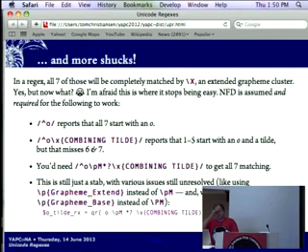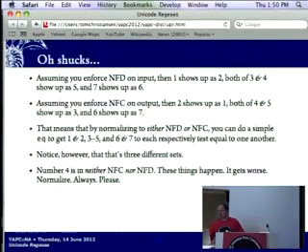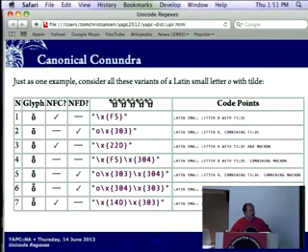Just always normalize. So how do you write regexes to match these things? Well, here's the easy one. Okay, caret O. Which of those seven are matched by caret O? There's an O. You wouldn't get any of those guys. That's why you always put it into NFD on the way in.